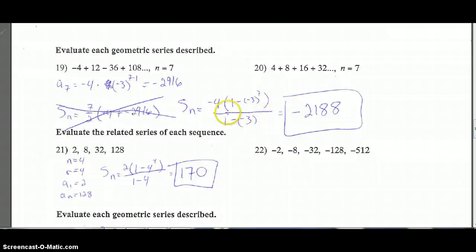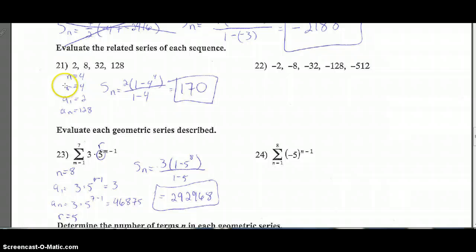Okay, number 19, you know, you can find A sub 7, and then, oh, that didn't really help. All you needed was N and what the first term was, and R. R was negative 3 if you just did 12 divided by negative 4, or anything else. Use those to find the sum.